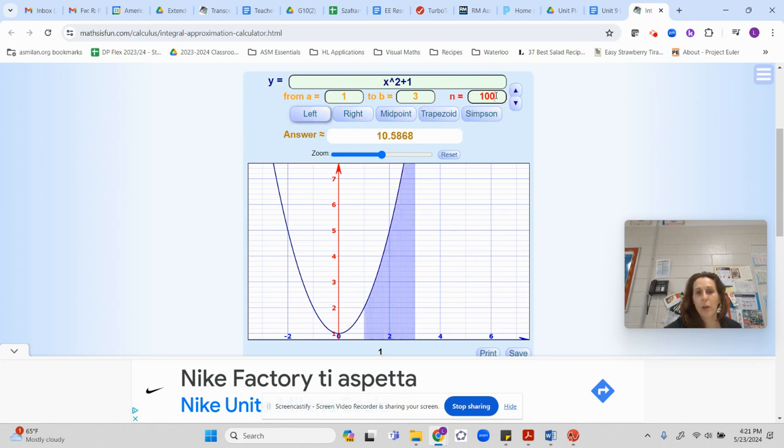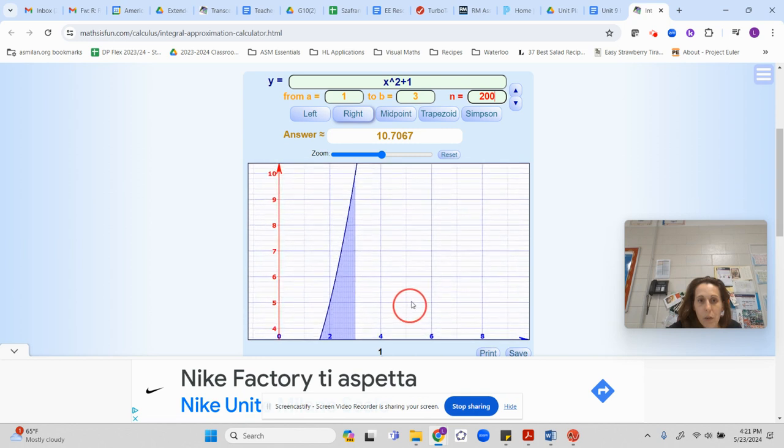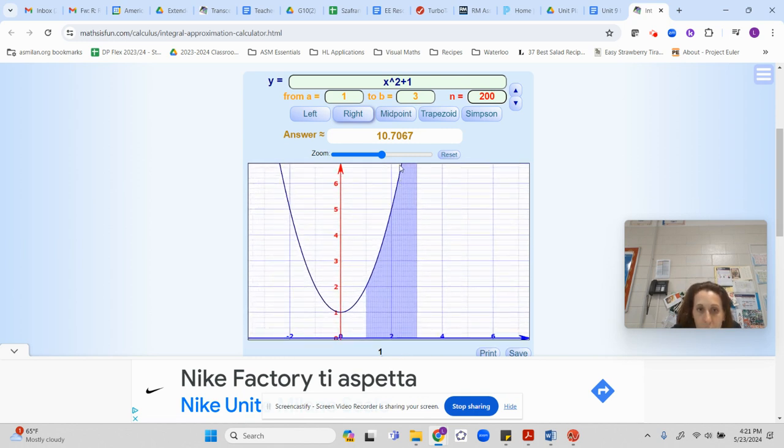What if we go to 100 rectangles? 10.58, 10.74. Notice these are getting closer and closer to each other. Let's go to 200 rectangles. Wow, it looks like a really perfect, very close estimate. We see 10.62, 10.70. We're still converging or closing in on the actual area, but clearly we're still not there yet.